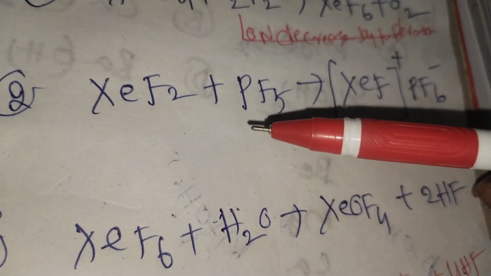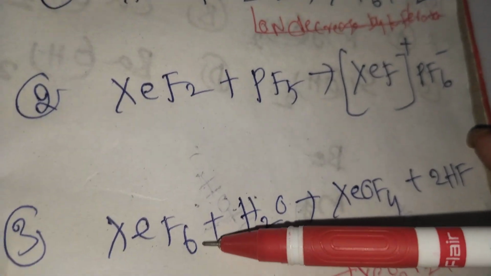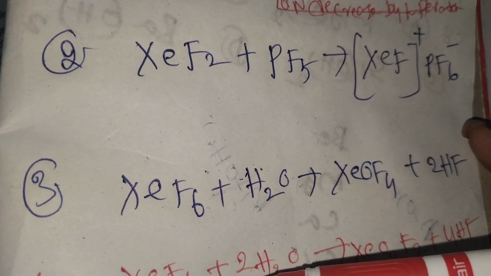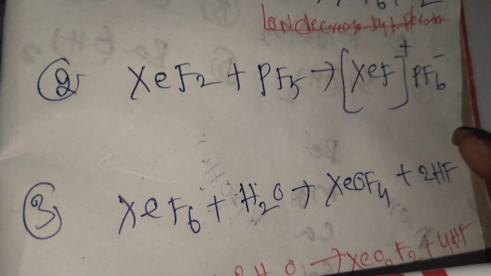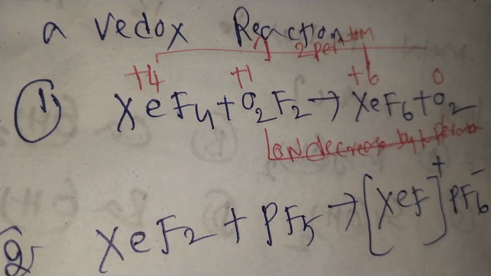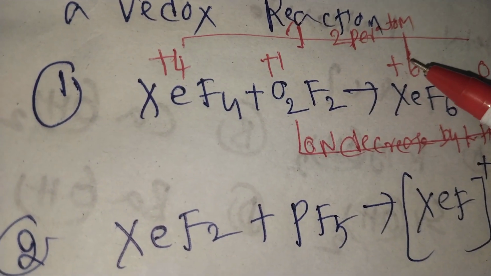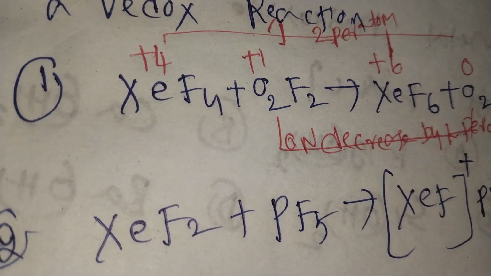If you observe very keenly, in those reactions the oxidation numbers do not change. They will not undergo oxidation and reduction, so they will not be considered redox reactions. 1 is the right answer. +4 to +6 is oxidation; +1 to 0 is reduction.